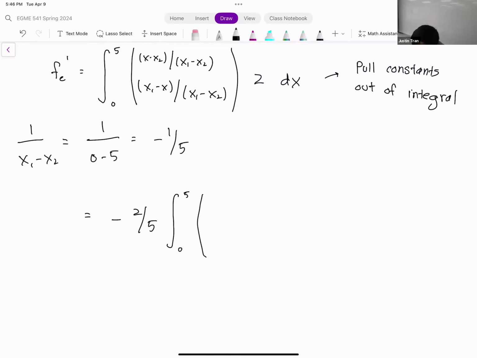We have x minus x2, so that's x minus 5. And then we have x1 minus x, so that's 0 minus x dx, which, to keep it simple, is just minus x.